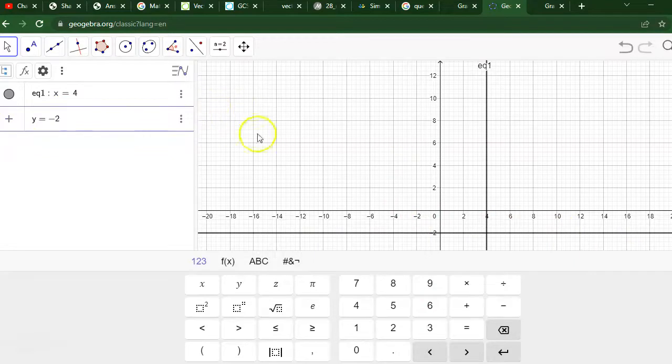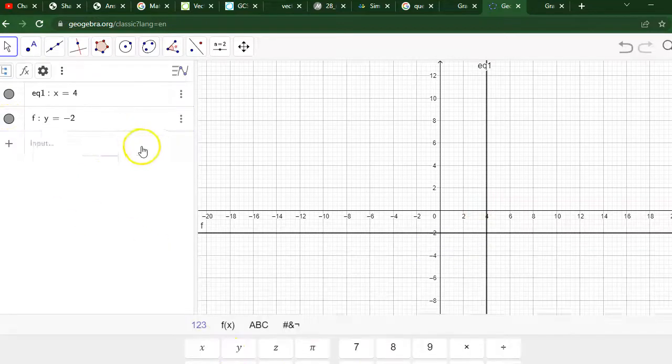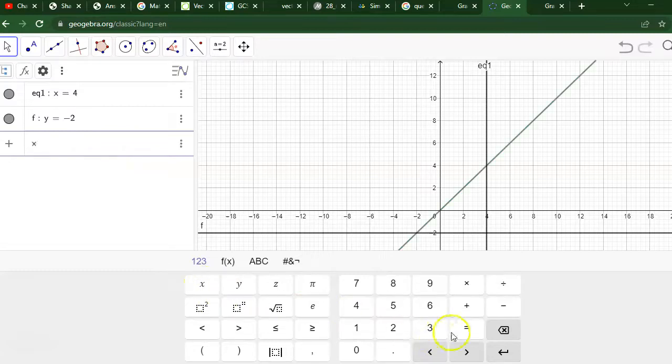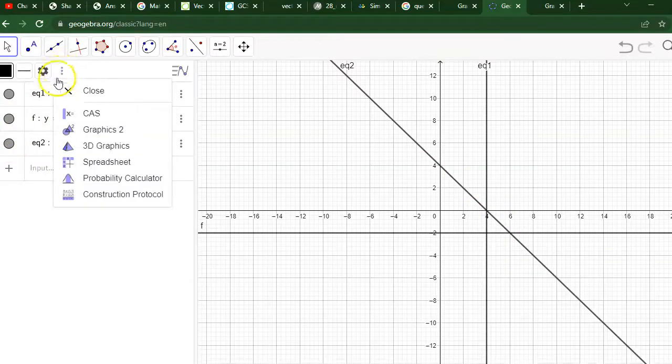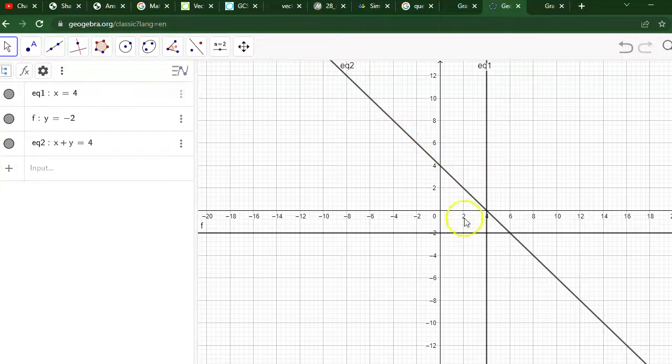You can change the color also of this thing. There are so many things you can do. So this is easy to make a graph. If I write the equation, what we are doing today, let's say I write x plus y is equal to 4. You can see that this line is passing through 4. To change the color, we'll do it later. You can change the color of this graph. So this is equation 1, this is equation 2, and this one is equation 3.